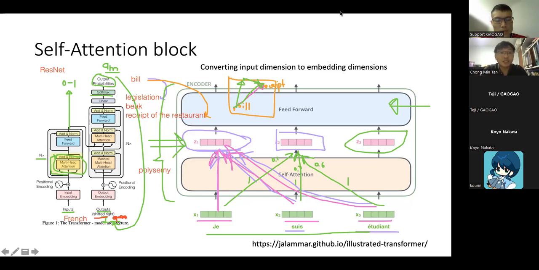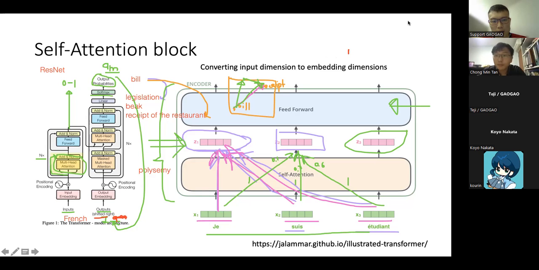Any questions? Any other questions for this? Yeah, I think one of the comments is that in this case, the word Bill doesn't have a precise position in the vector space.